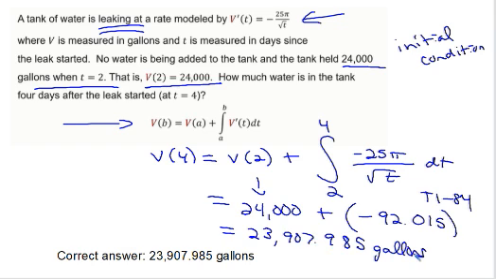gallons. Remember something about our decimal answers on the AP exam? Our answers are always rounded or truncated to 3 decimal places. That's what they require. Rounded or truncated, which means cut off at 3 decimal places.